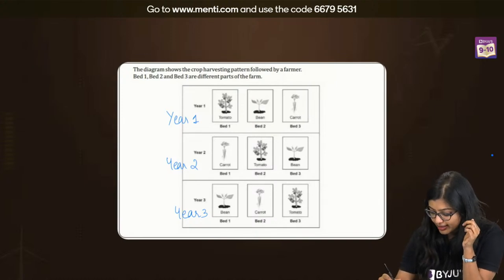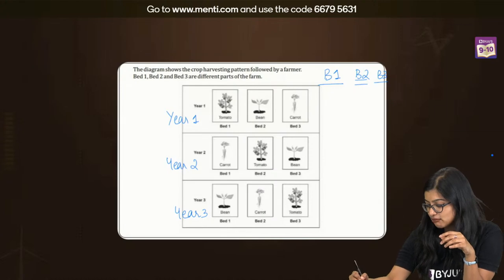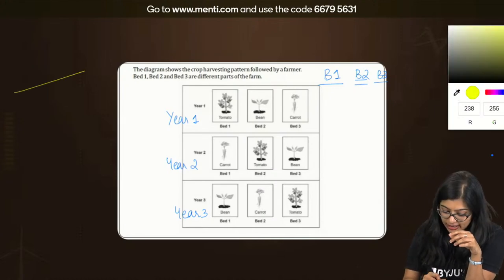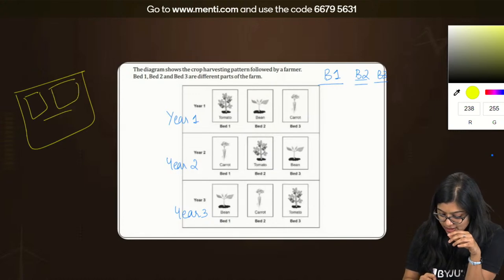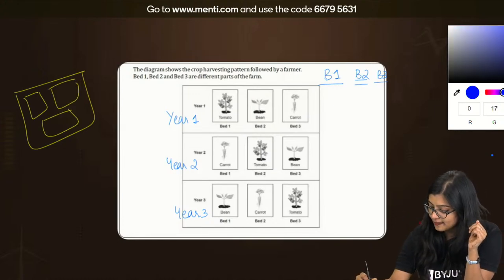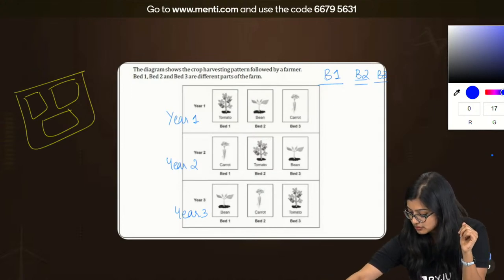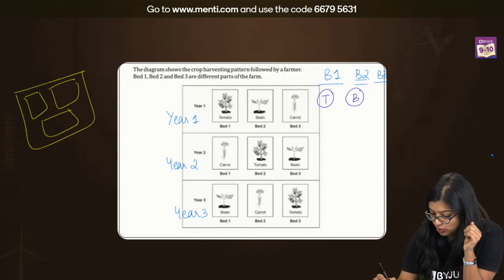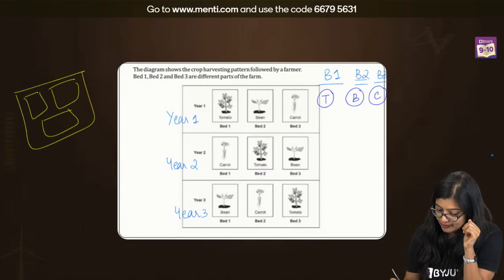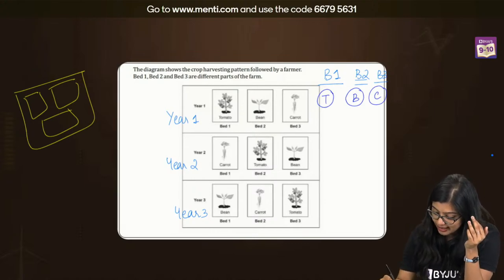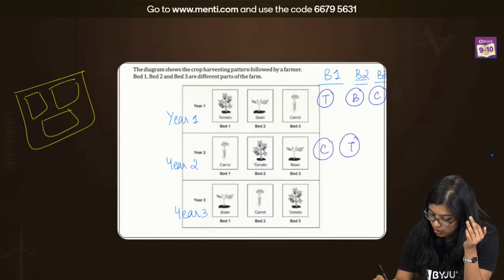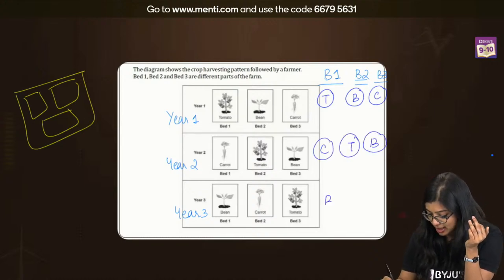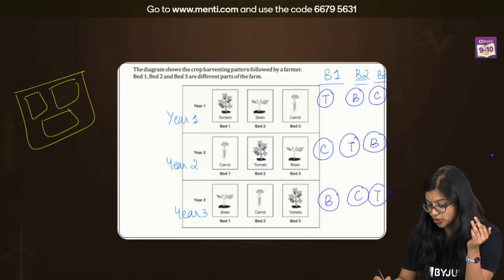So in year 1, what they are saying is, you have bed 1, bed 2, and bed 3. You have 3 beds. In bed 1, they first put tomato, then in bed 2, they put bean, and in bed 3, they put carrot. Now in the second year, what did they do? They put carrot here, tomato, and bean. And third year, they put bean, then carrot, and then tomato, right?